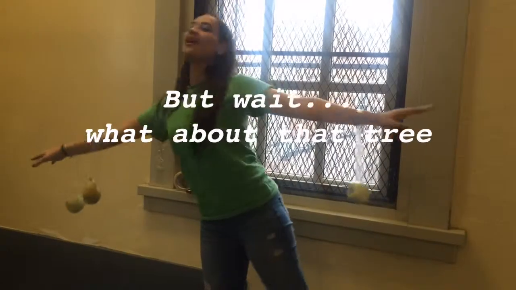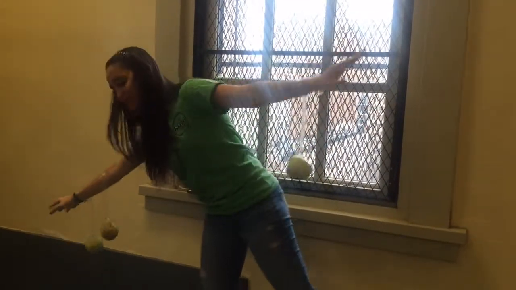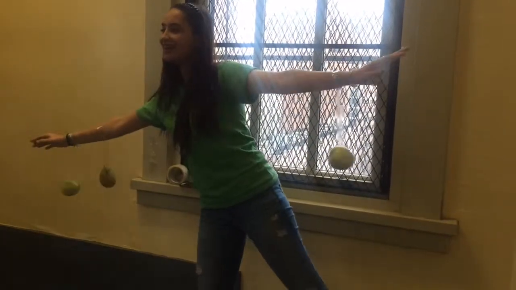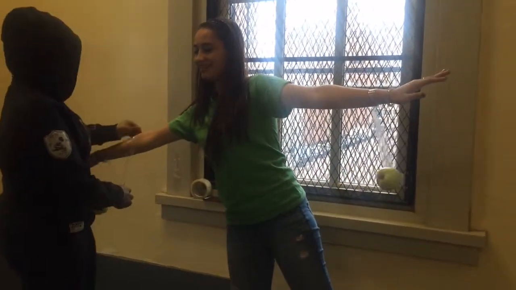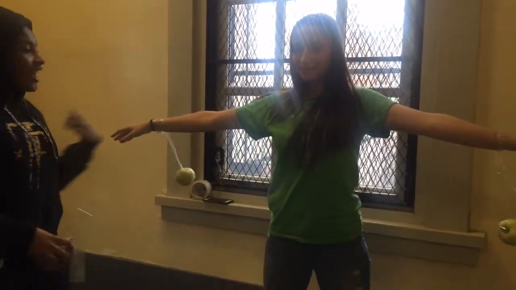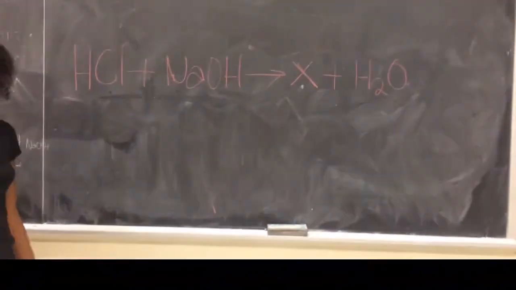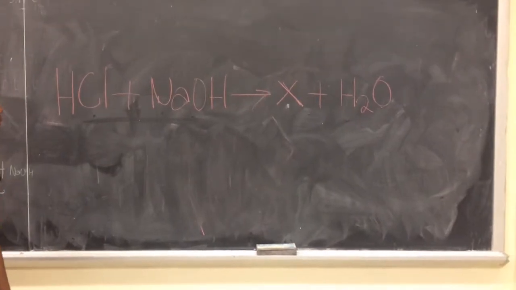But wait, what about that tree? Whoa, I'm unbalanced. There's 2 apples in one pear. I'm gonna fall. Now, if I can help it. And now you see, there's one apple on one side and on the other, which shows that it is balanced. Much better. Similar to the tree, chemical equations must also be balanced.